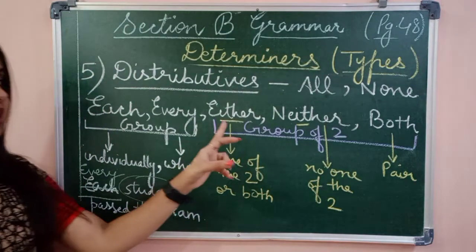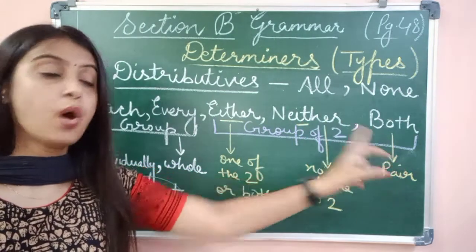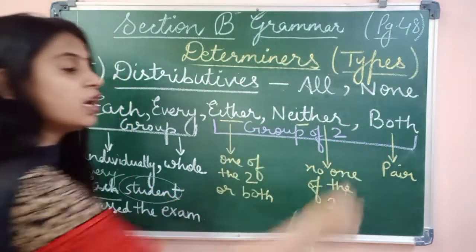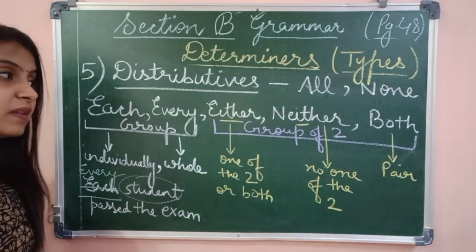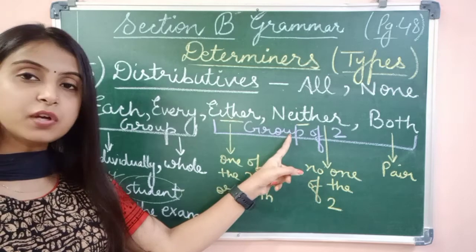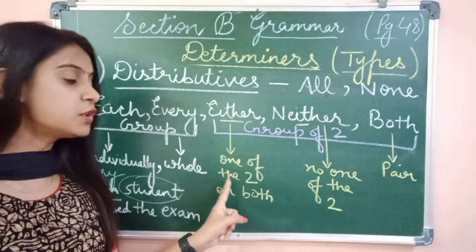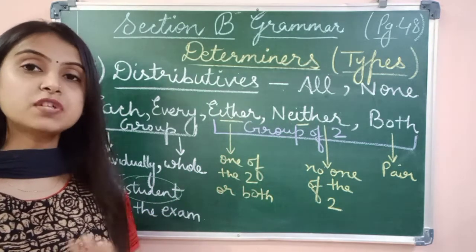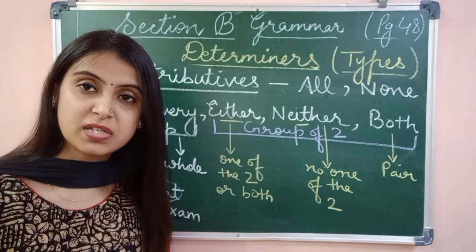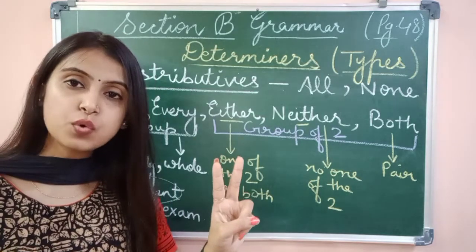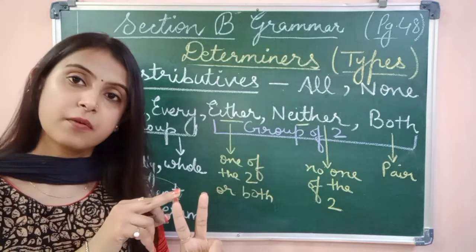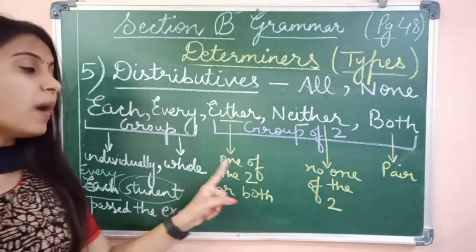Then comes either, neither, both. All three distributives are used to talk about a group of two people or things. Now either means one of the two or both. For example, if I say either boy is naughty, it means out of the two, one of them does mischief. So either means one of the two.